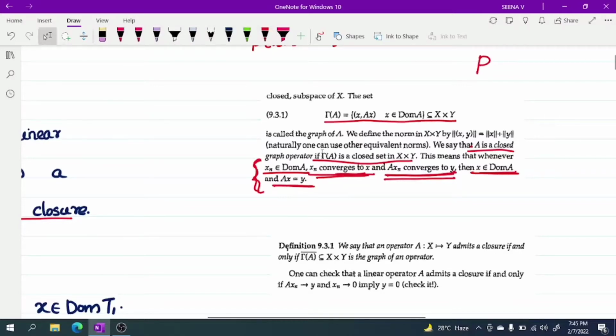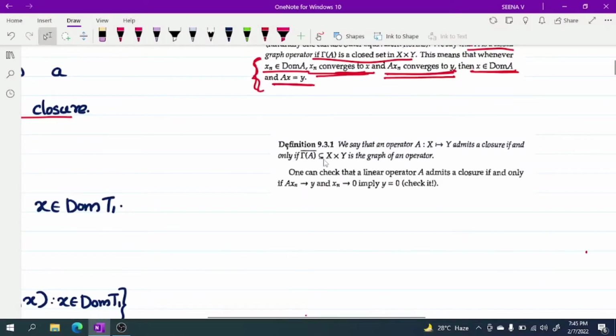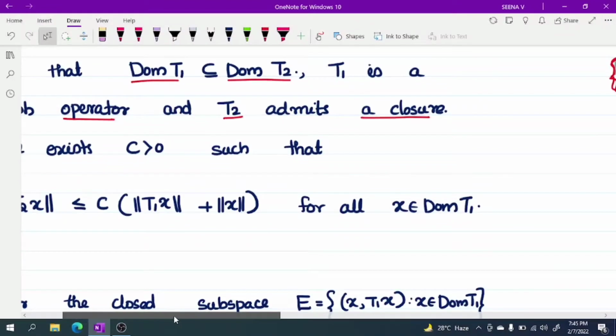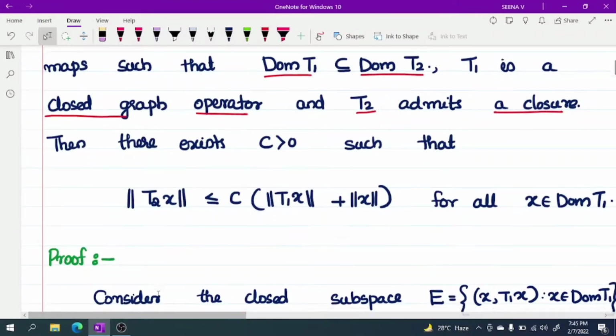Now what is the meaning of A from X to Y admits a closure? We are using this result actually: if Axn converges to y and xn converges to 0, then this implies y equals 0. So we are using this result in this theorem. Okay, so we are moving to the proof.